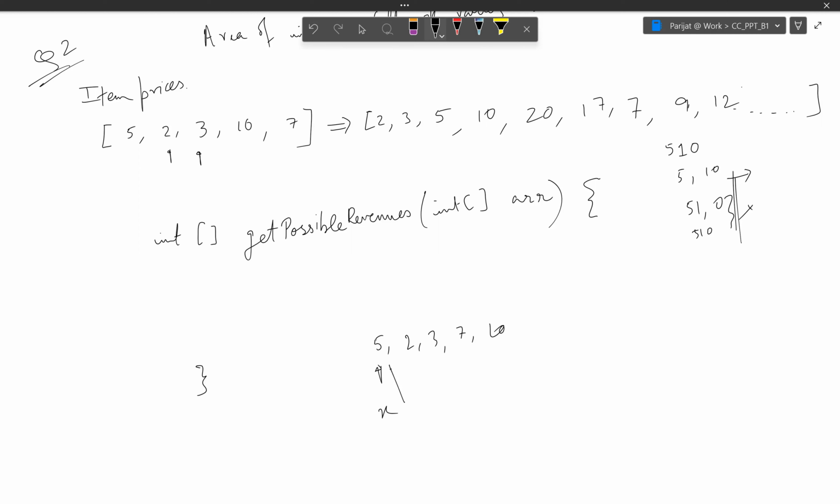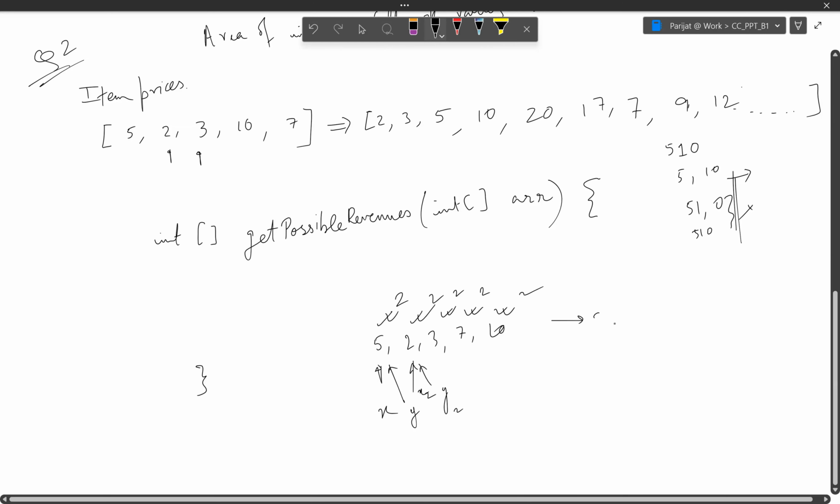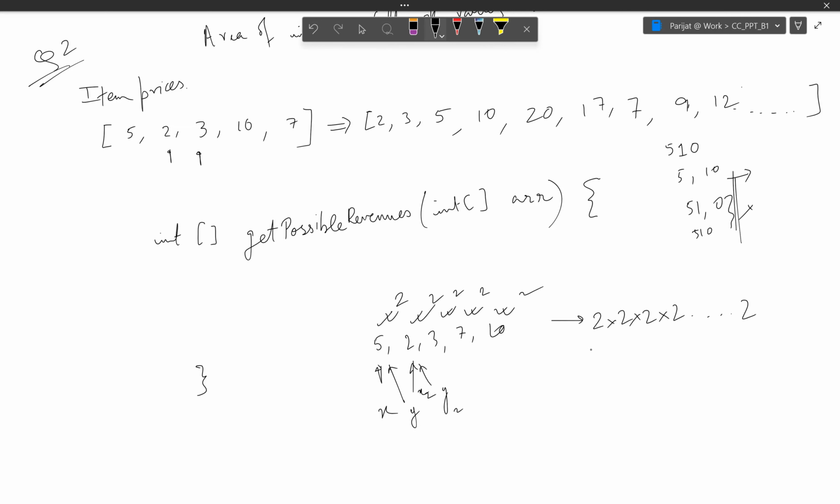If you don't keep this element as a part of the subset, you have Y combinations. Similarly for this, if you keep it, you have X combinations. If you don't keep it, you have Y combinations, X2, Y2, right? Like this. So each element has two possibilities, either part of the subset or not part of the subset, right? So given that each element will have two possibilities, the order of complexity will be this, and this will be n times for all the n elements.